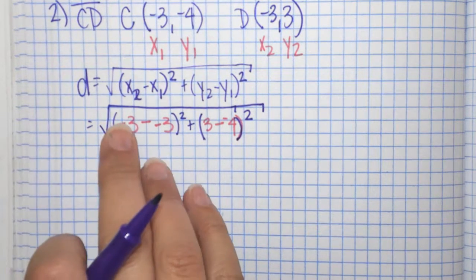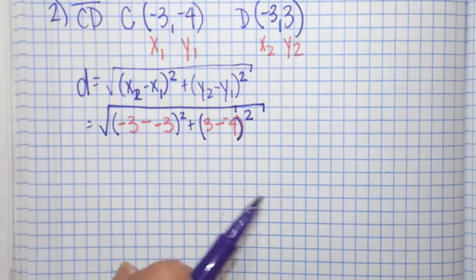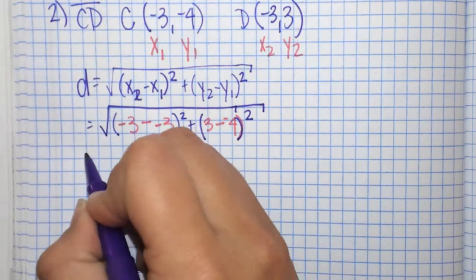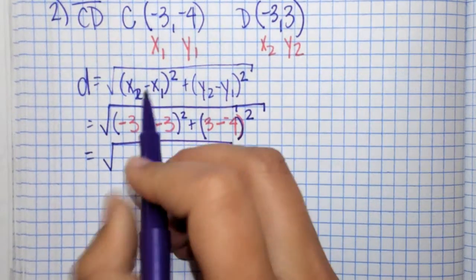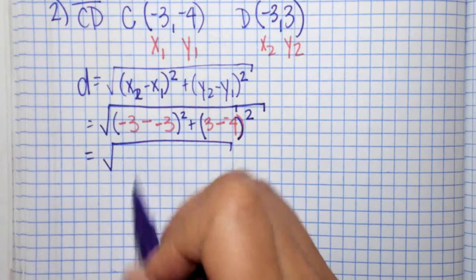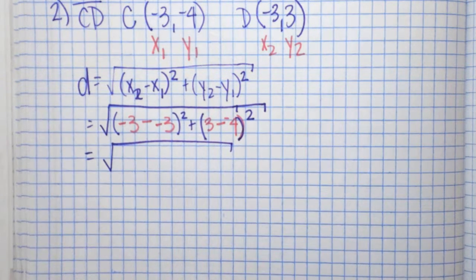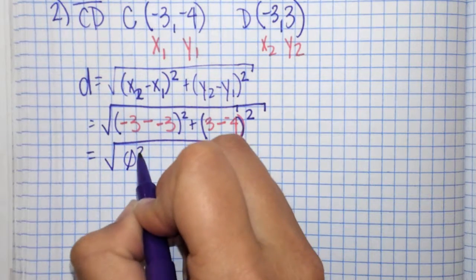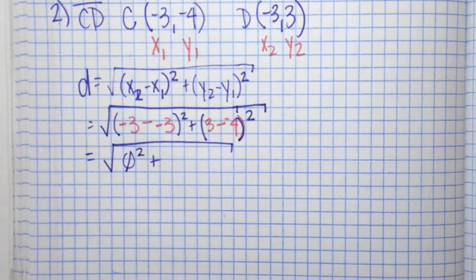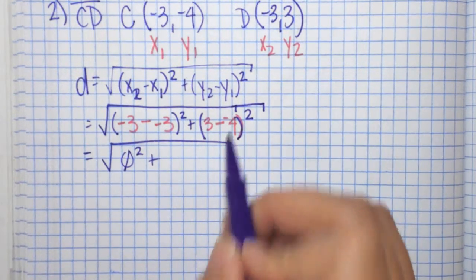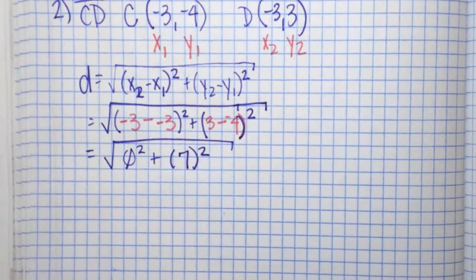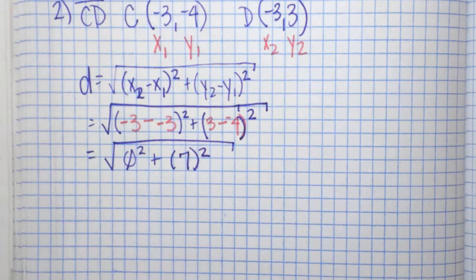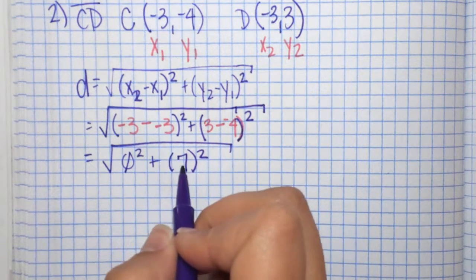Okay, now what is negative 3 minus negative 3? 0. Why is it 0? Because it's minus a negative, and that becomes a plus, right? And negative 3 plus 3 is 0. So we have 0 squared. Plus, what is 3 minus negative 4? 7. All right, what is 0 squared? 0. So we don't need that anymore, do we?